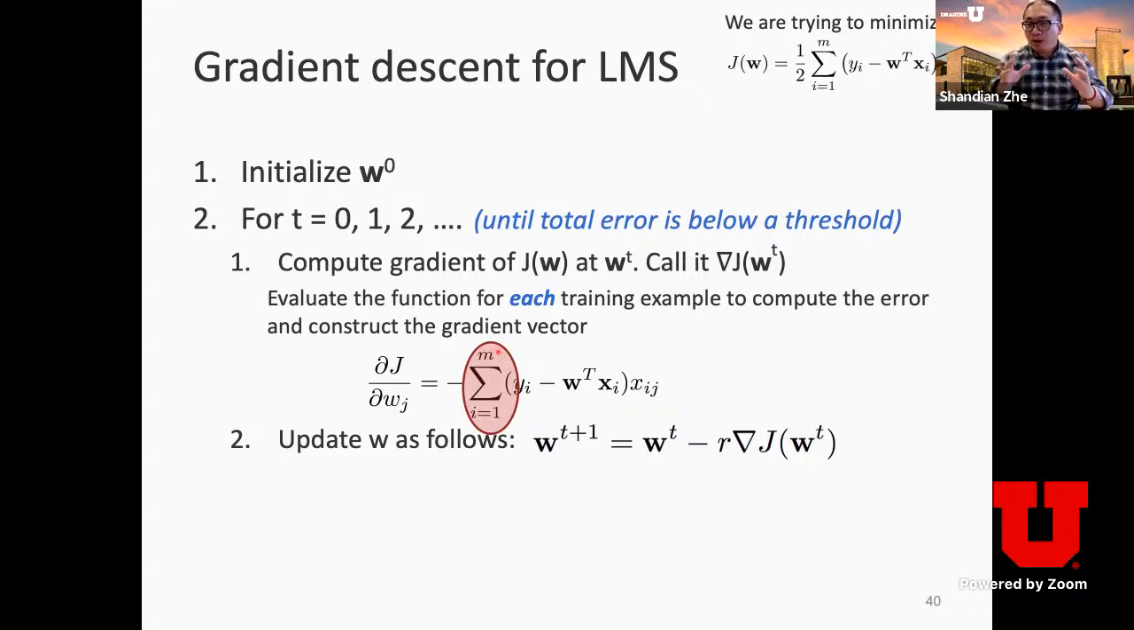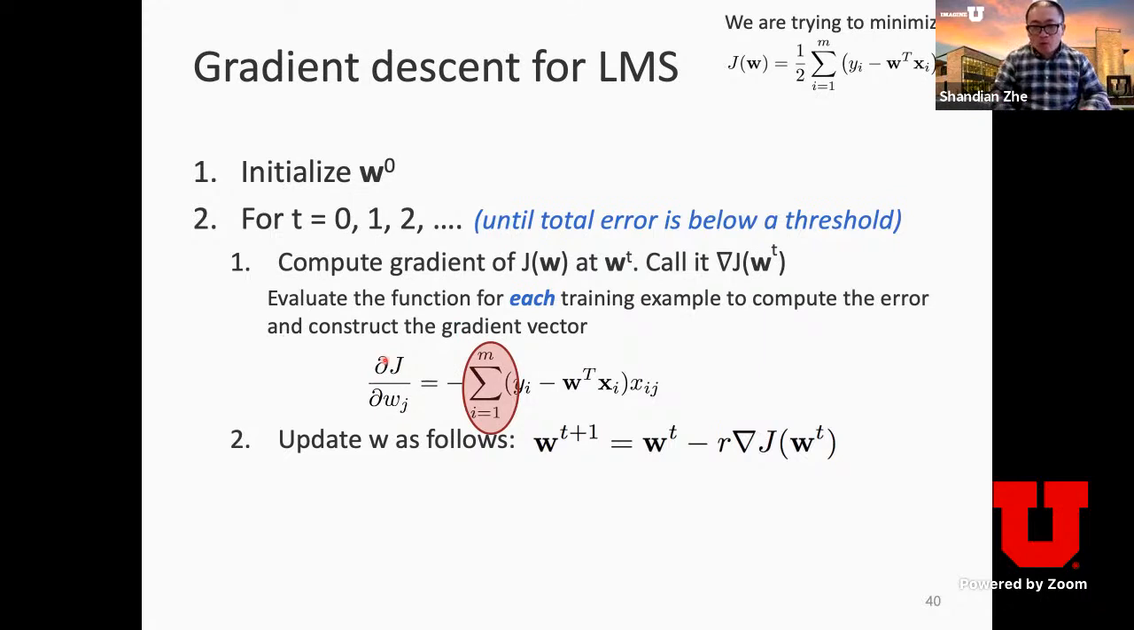To perform a single update, we have to calculate the full gradient. And what is the full gradient? You need to go through every training example, calculate the prediction error, multiply it by the feature value, and accumulate them together to calculate the full gradient, right?